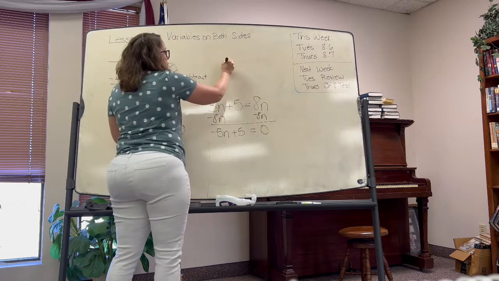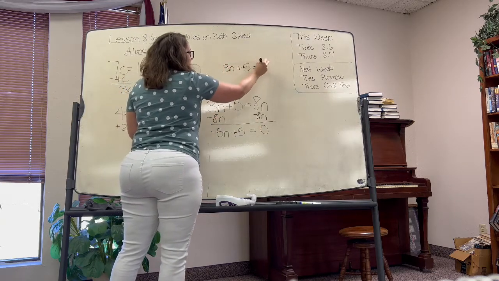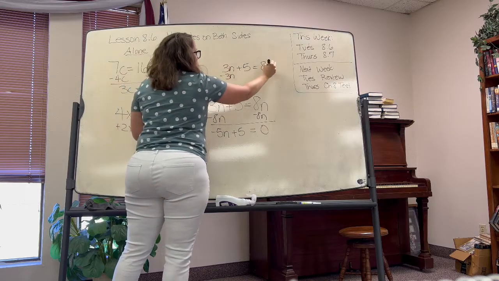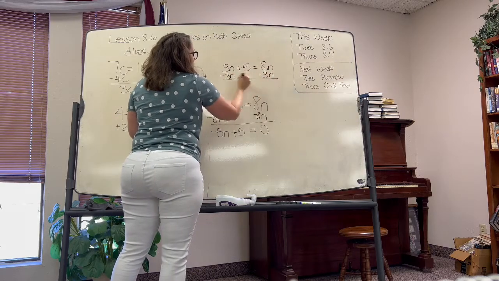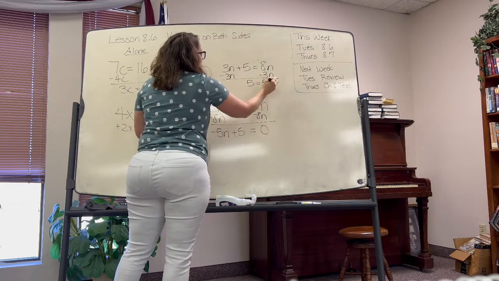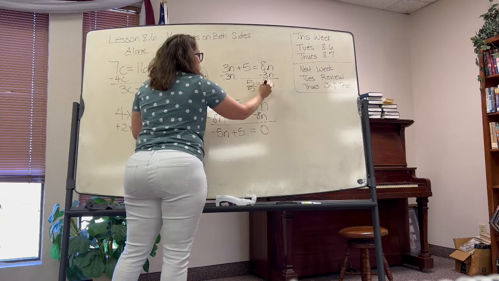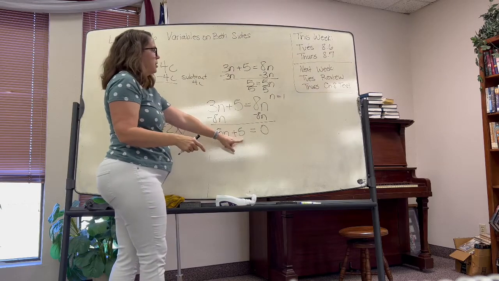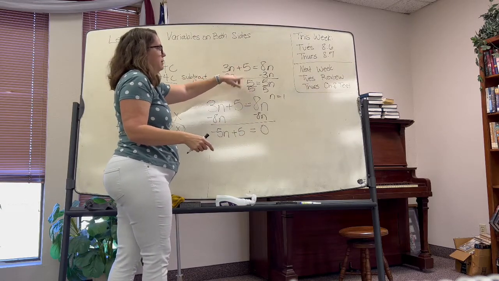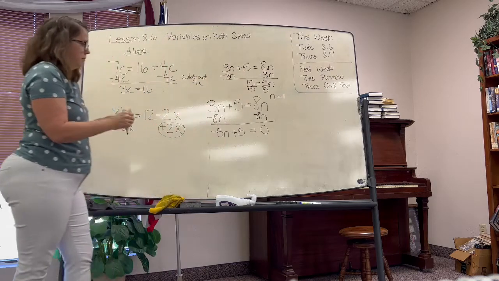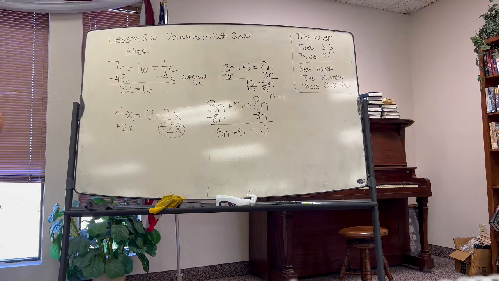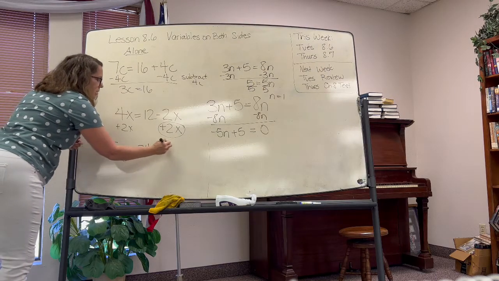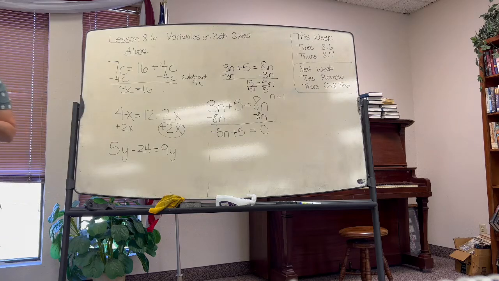Now I would not do that because it makes more work because now I have to add the thing. It is easier to do it this way and now have 5 equals 5n. See, that's a whole lot quicker than getting them both on this side because now I have to subtract 5. Where up here I didn't have to subtract 5 because all my n's were on this side. Okay, last one, number 4, 5y minus 24 equals 9y. So what are you going to do to get the y's together?